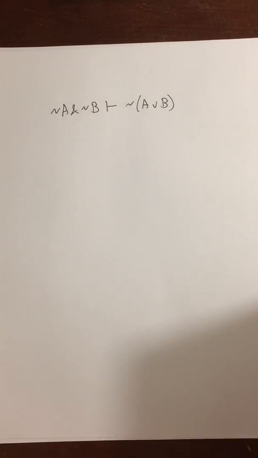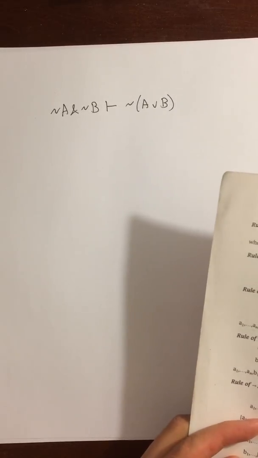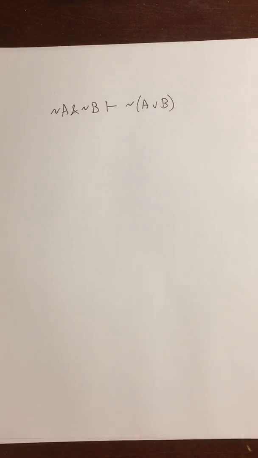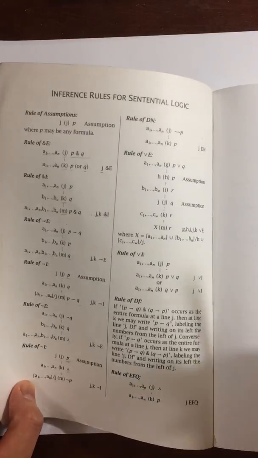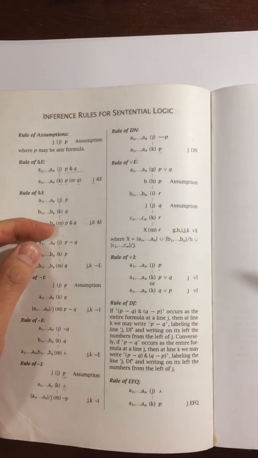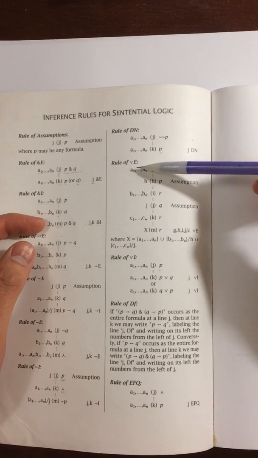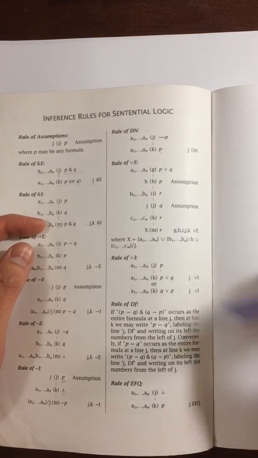Okay, moving on. We are up to the disjunction rules. Likewise, from the Forbes book, if you flip to the back of the front cover, you'll find the rules. Here we're going to go through OR elimination and OR introduction.